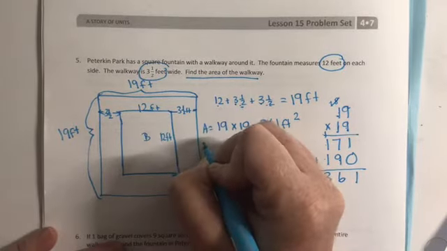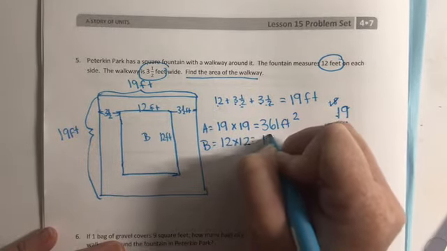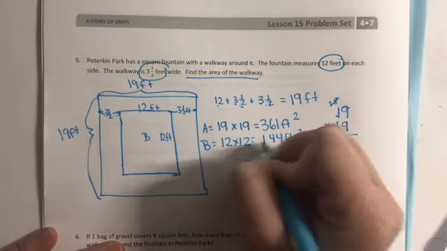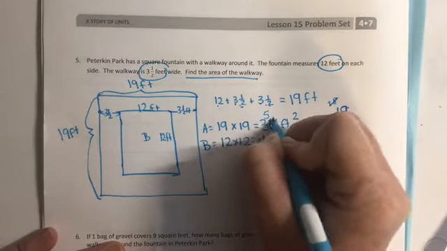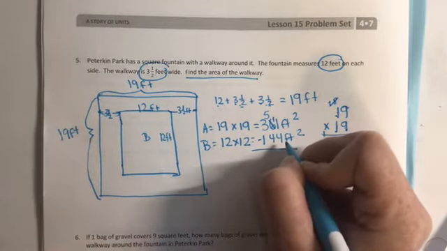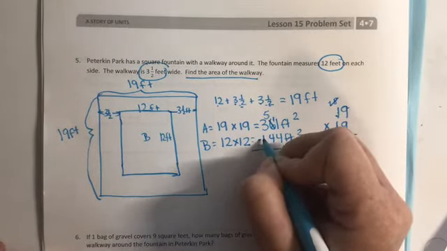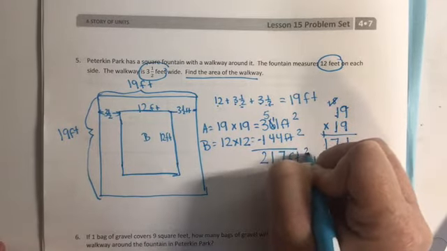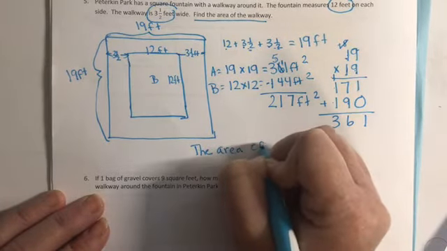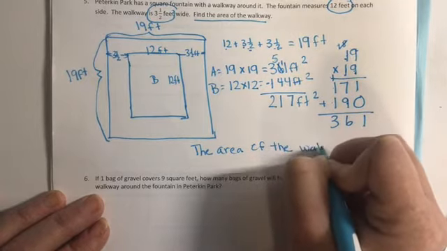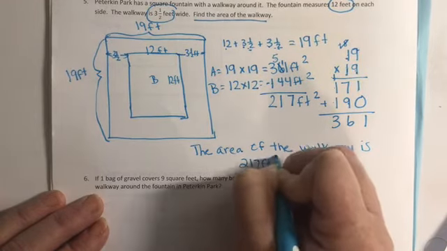Okay. Now for the fountain, we're gonna find the area of the fountain. We'll call that B. And we're gonna multiply 12 times 12. Most of you know that one is 144 from reflex. Now we can subtract. We can't subtract 1 minus 4, so we're gonna borrow. 11 minus 4 is 7. And 5 minus 4 is 1, 3 minus 1 is 2. Okay. So the area of the walkway is 217 feet squared.